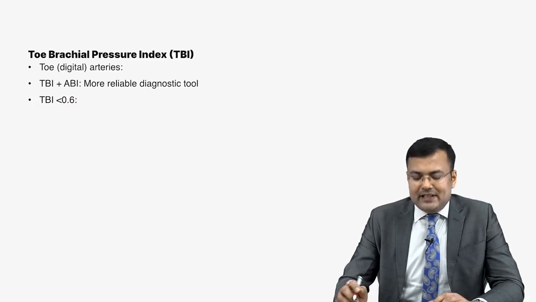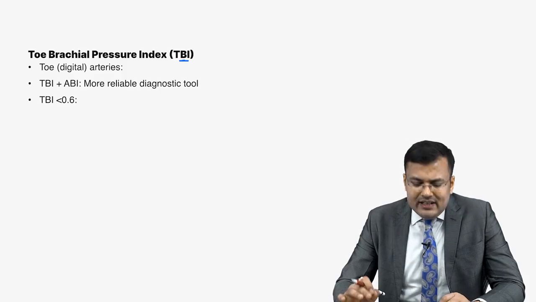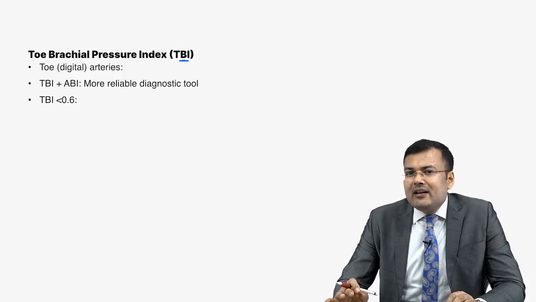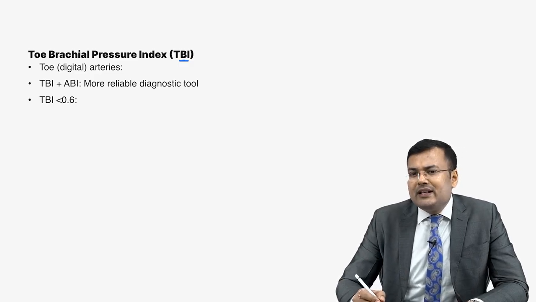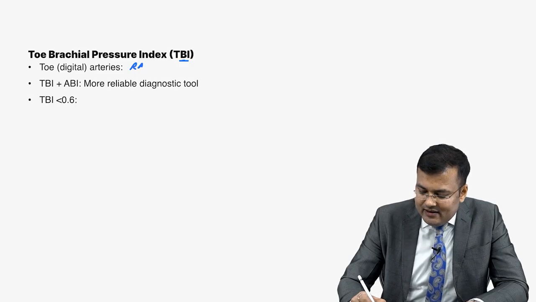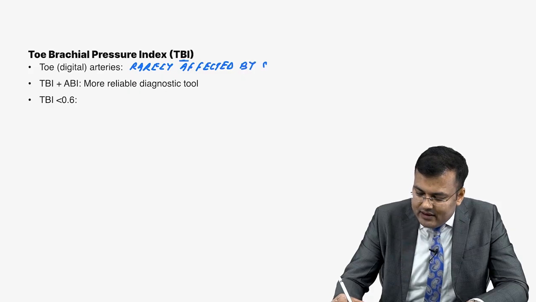There is a similar investigation known as toe brachial pressure index. You know, toe arteries or digital arteries, these are rarely affected by sclerosis. That is the advantage: toe arteries or digital arteries are rarely affected by sclerosis.